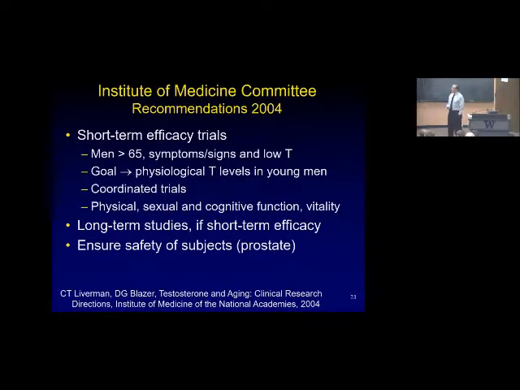That is, they recommended short-term efficacy trials, not safety trials initially, before going on to longer-term outcome studies to determine the efficacy of testosterone, which they didn't think was established in older men with signs and symptoms of hypogonadism as well as consistently low testosterone levels, replaced to physiologic levels appropriate for younger men, and that these kinds of trials be coordinated into a single study with multiple coordinated trials, and the main outcomes being physical function, sexual function, cognitive function, and vitality. And anything else that you wanted to throw in there if you wanted to do those things, okay?